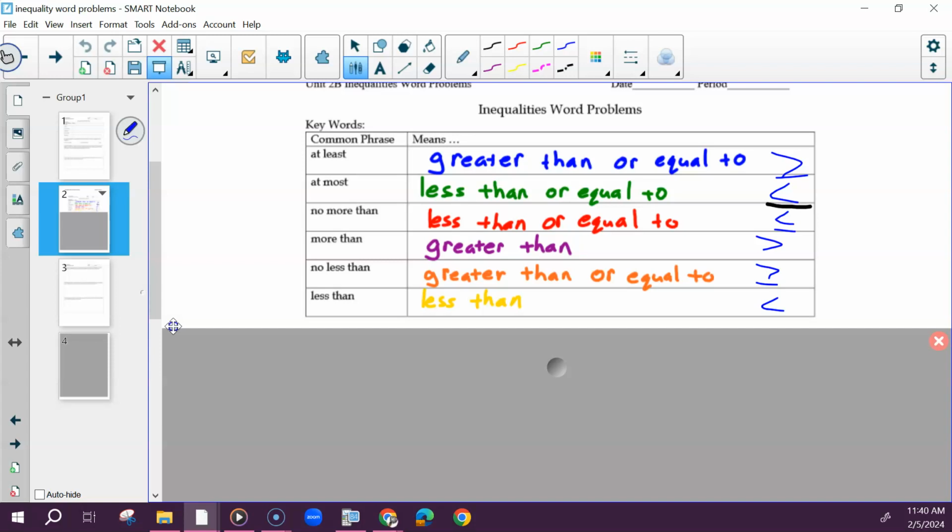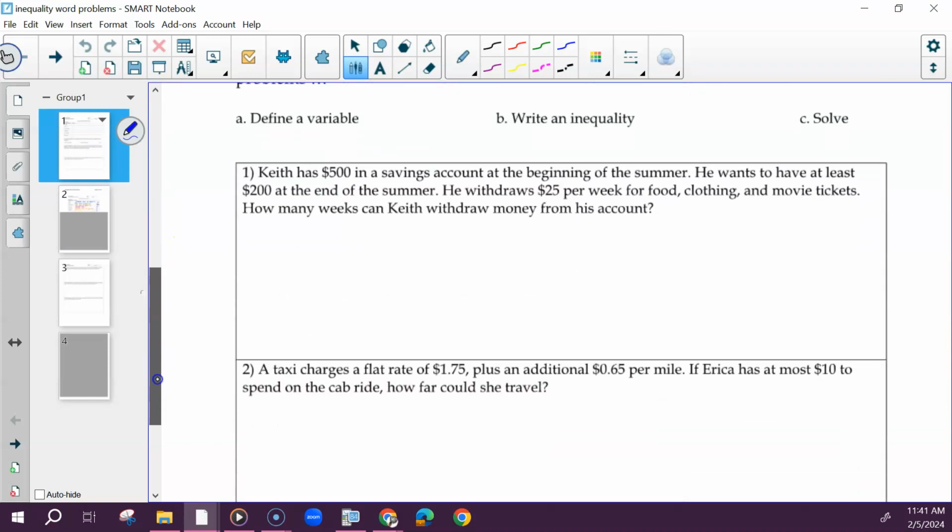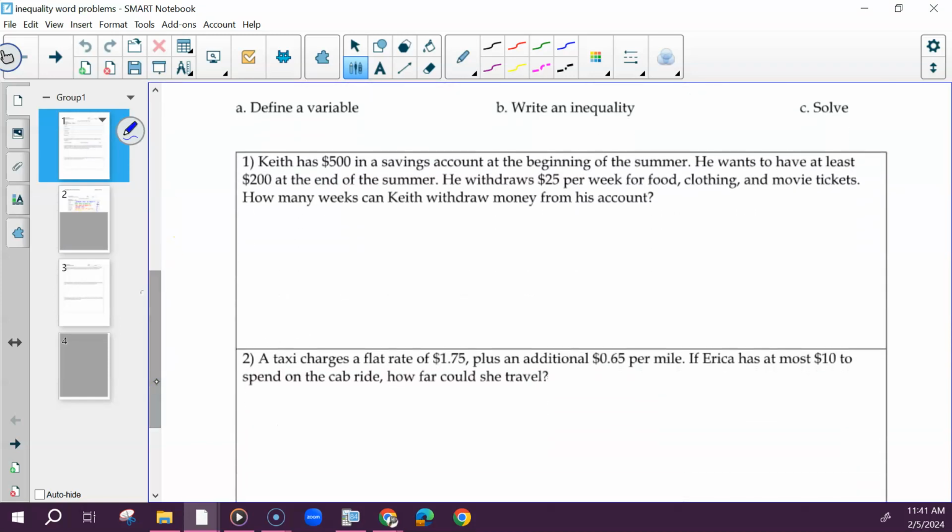There are 5 problems here, but we're not going to do all 5. We may set up some of them. But just like our regular word problems, we're going to read through it, find important information, define a variable, write the inequality, and solve it. So let's start with number 1.